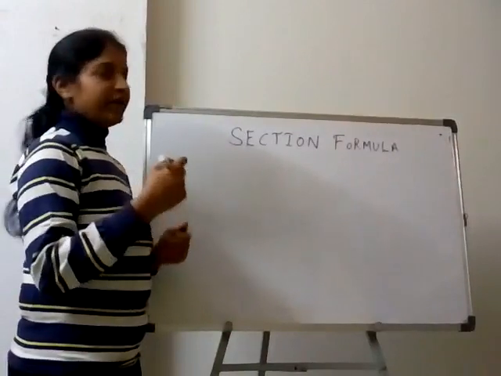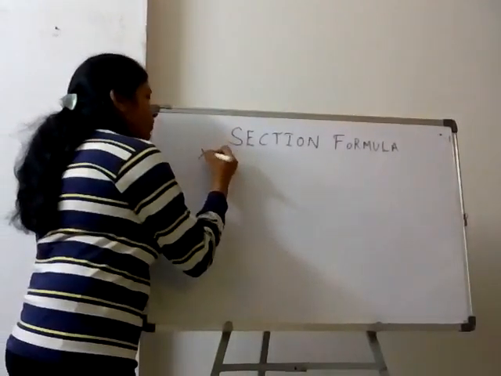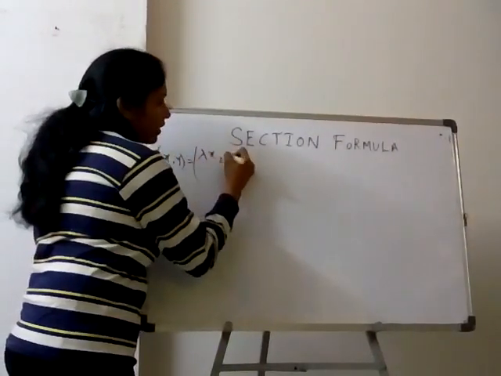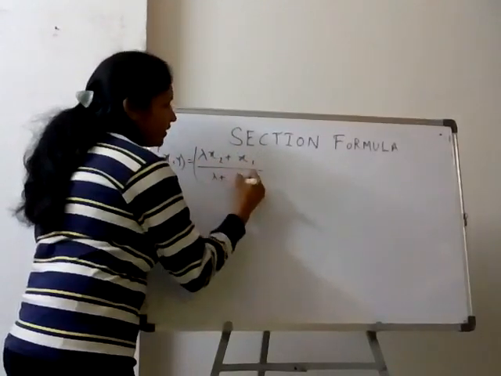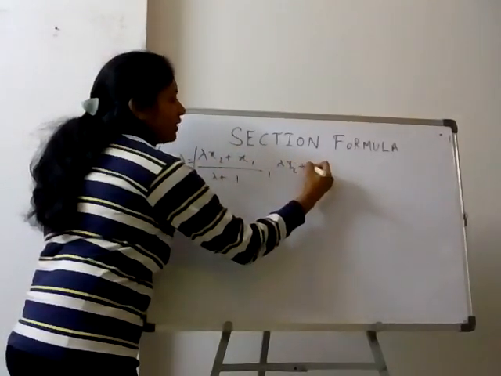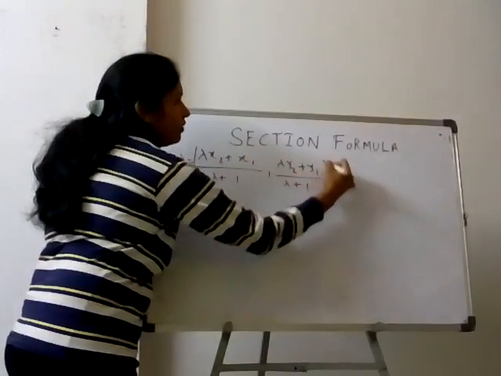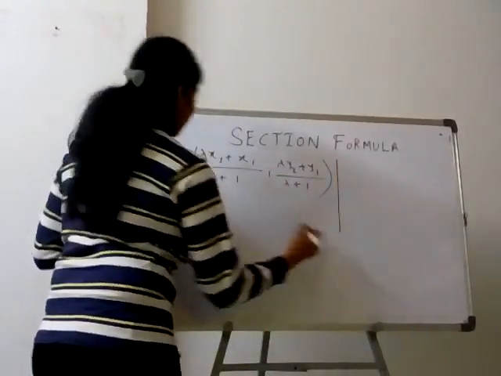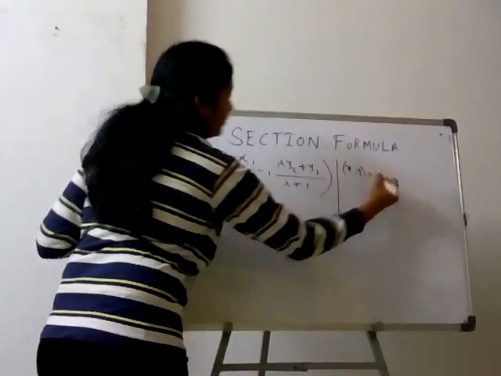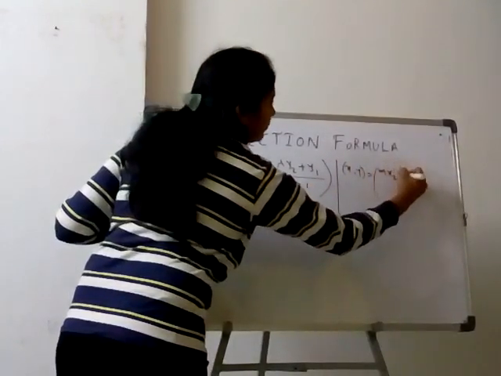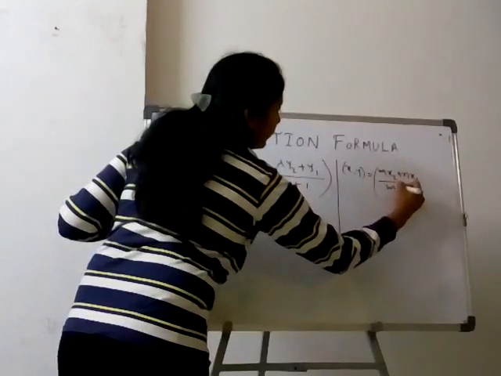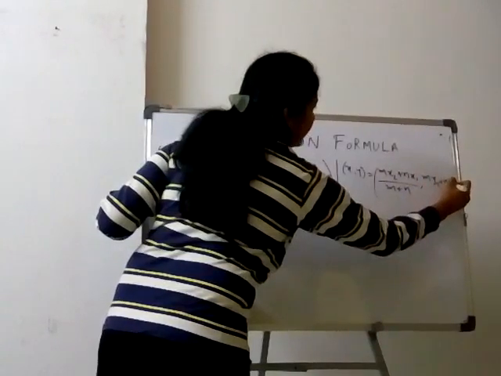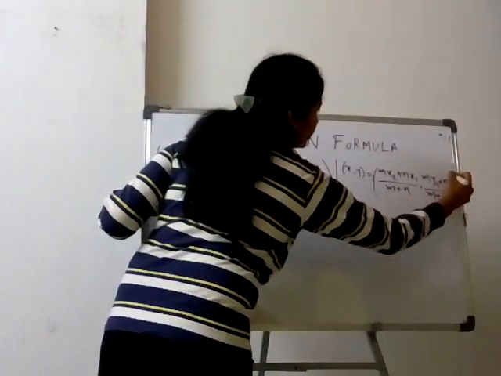Now where do you have to utilize this formula and where do you have to utilize the formula with lambda? Now we are going to correlate these two formulas. One is with lambda: lambda x2 plus x1 upon lambda plus 1 and lambda y2 plus y1 upon lambda plus 1. And another formula that I have written is x comma y equal to mx2 plus nx1 upon m plus n, and my2 plus ny1 upon m plus n.